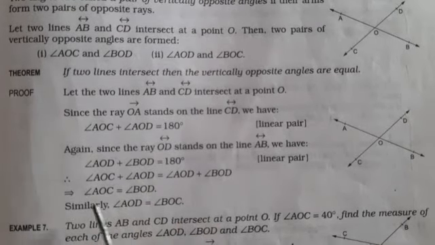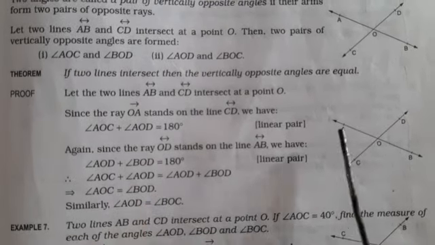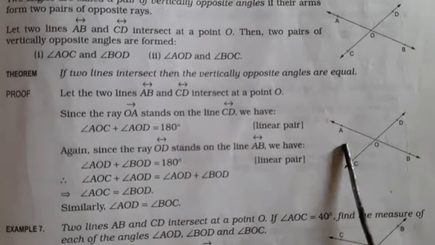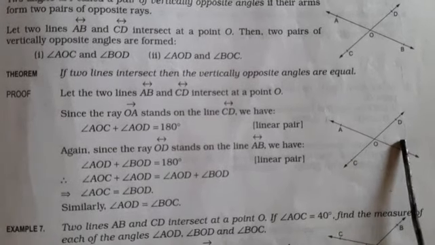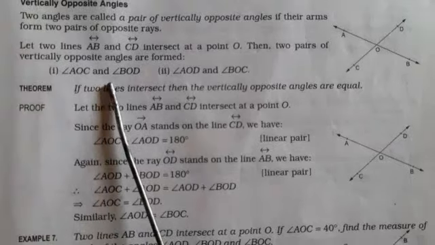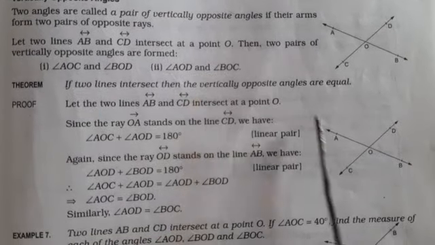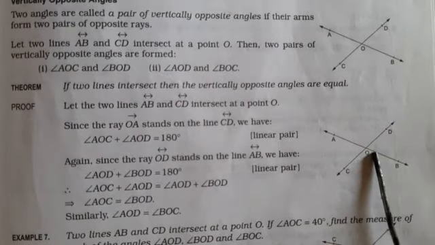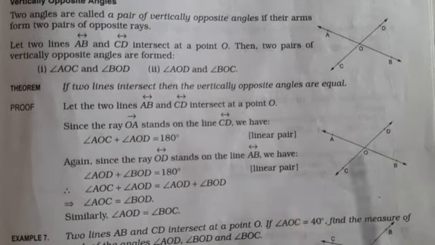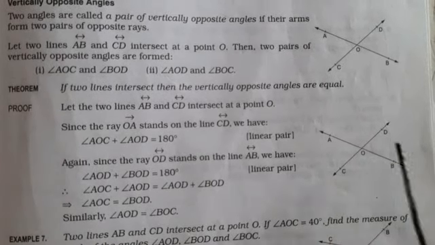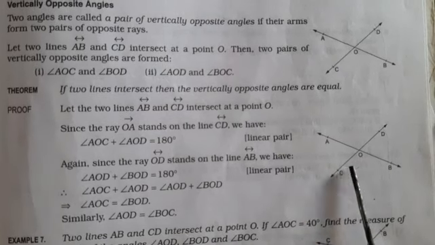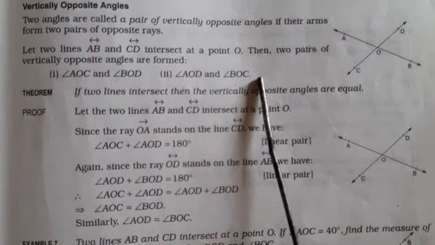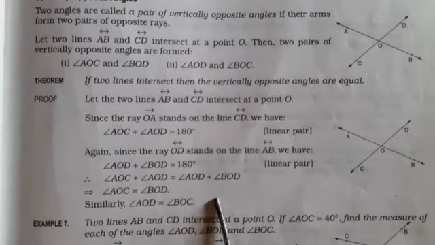So what is the rest here? Angle AOC is equal to angle BOD. So the vertically opposite angles are equal. In the same way, we can prove the other pair also. AOC and BOD we have already proved. AOD and BOC also: in the same way, line CD stands on ray OB and line AB stands on ray OC. We have proved this one. Angle AOD and angle BOC are equal. That is, vertically opposite angles are equal.